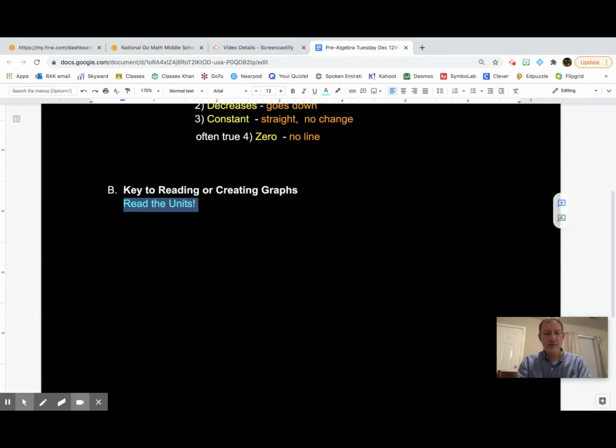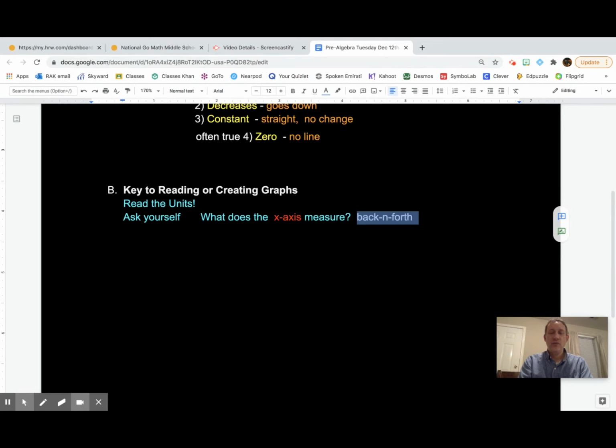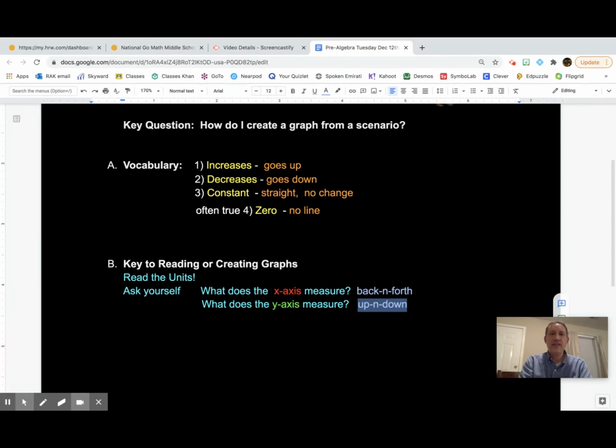So reading the units is very important. You're going to ask yourself, what does the x-axis measure? What should it measure? And remember, x-axis is back and forth. What does the y-axis measure? Remember, y-axis is up and down, okay? So just wanted to give you that quick little reminder. So now let's actually look at it.